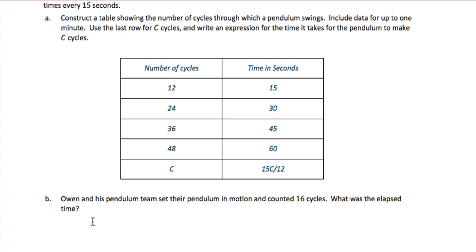Owen and his pendulum team set their pendulum in motion and counted 16 cycles. What was the elapsed time? So 16 cycles, we would take our expression, 15C divided by 12, and we're going to substitute 15 times 16 divided by 12. And that will be 20 seconds.